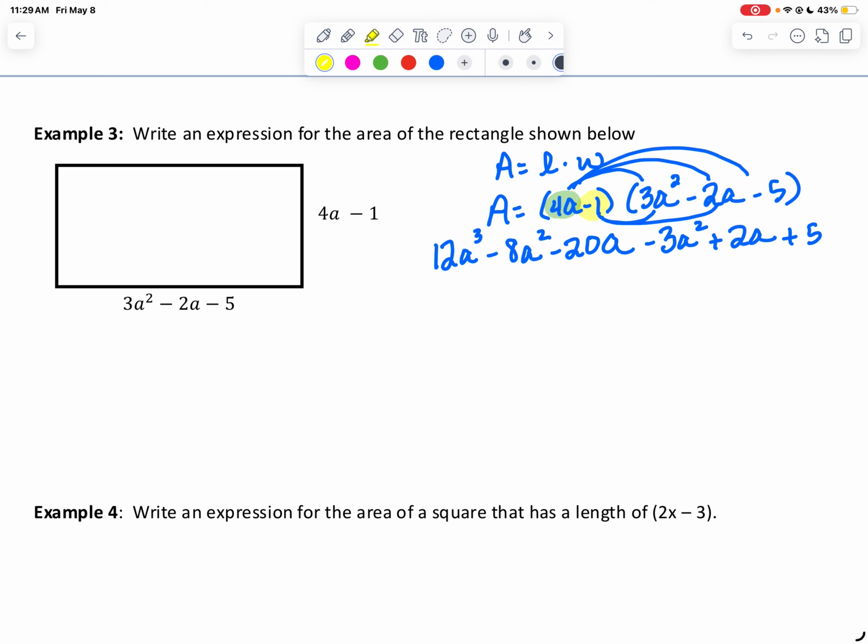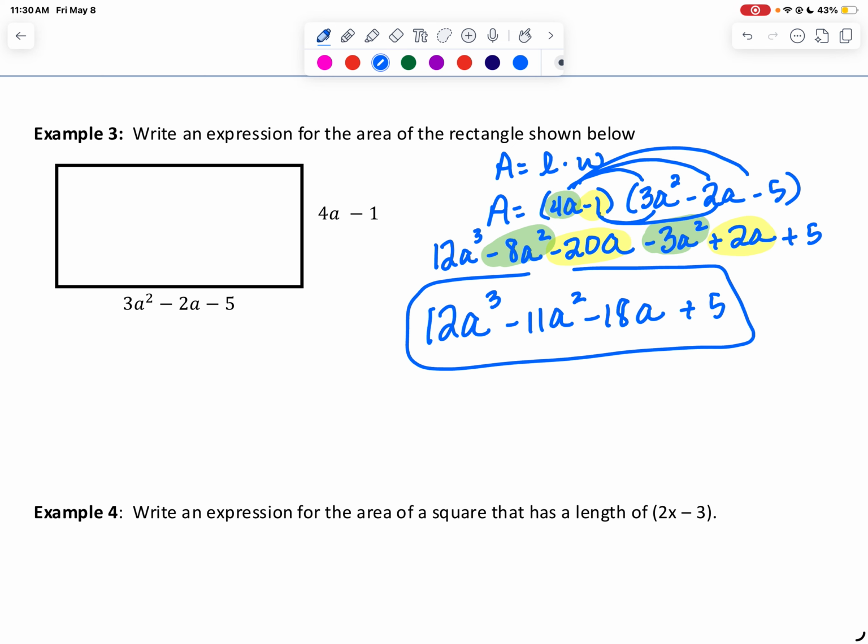Now I want to identify any like terms that I might have. So negative 8a squared, negative 3a squared, and negative 20a and 2a. So this would be 12a cubed. I'm going to combine the negative 8 with the negative 3 to get negative 11a squared. Then I'll combine negative 20 with positive 2 to get negative 18a, and then plus 5. So there's an expression for the area of this rectangle.